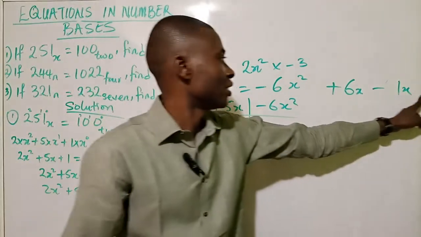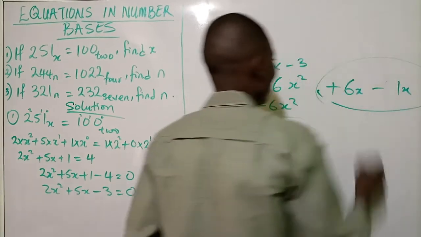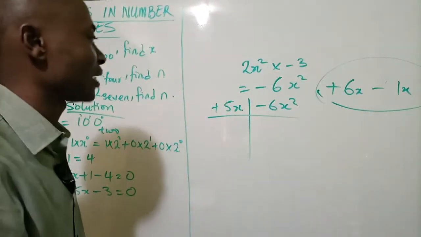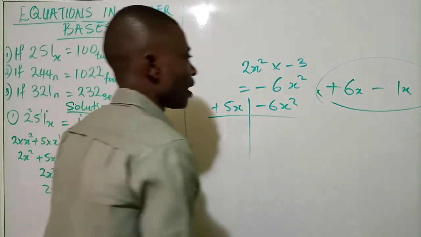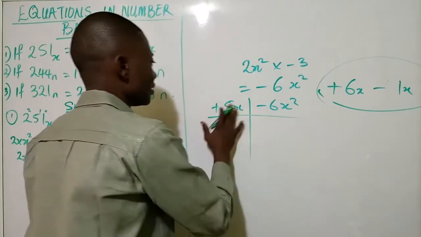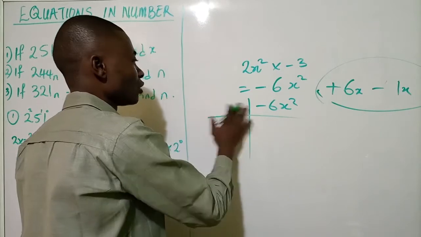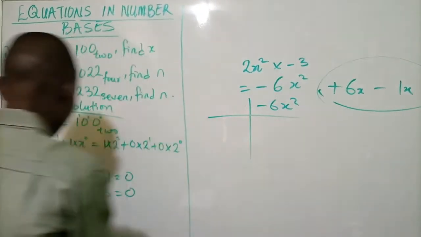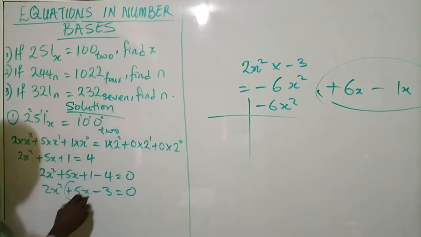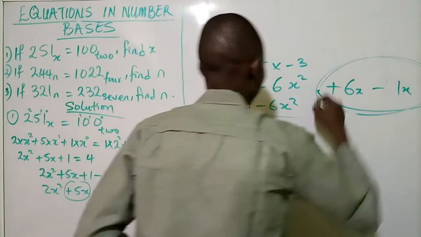So these are the factors. This is what we're looking for. So plus 6x and then minus x. So that is exactly what we're going to use now. So we're going to apply that. In place of plus 5, I'm going to replace it with this.